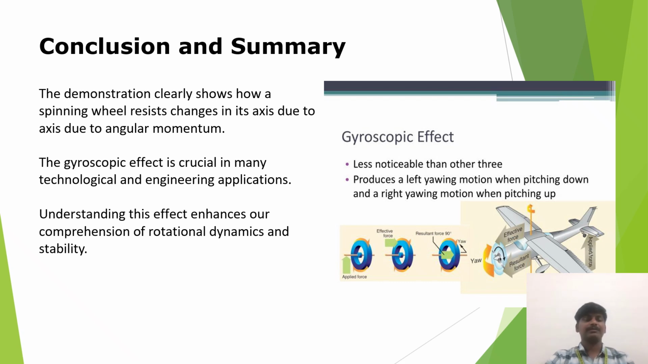Conclusion and summary. The demonstration clearly shows how a spinning wheel resists change in its axis due to angular momentum. The gyroscopic effect is crucial in many technologies and engineering applications. Understanding this effect enhances our comprehension of rotational dynamics and stability.